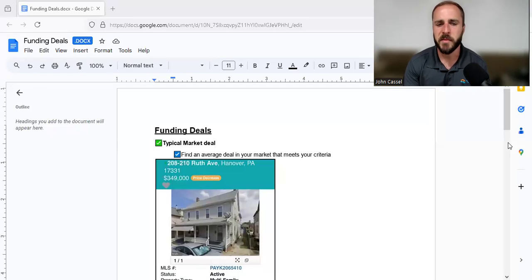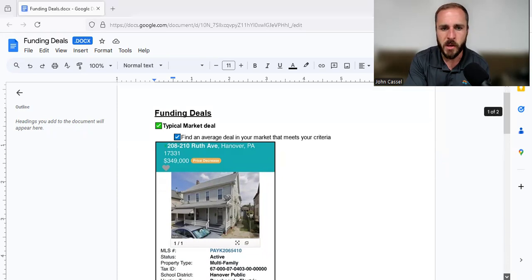So part of multifamily that people struggle with is funding deals. So I'll give you a process of how you should go about funding your deals and think about funding your deals to make it a lot simpler. So the first step would be find a typical market deal for where you're looking. Find an average deal in your market.